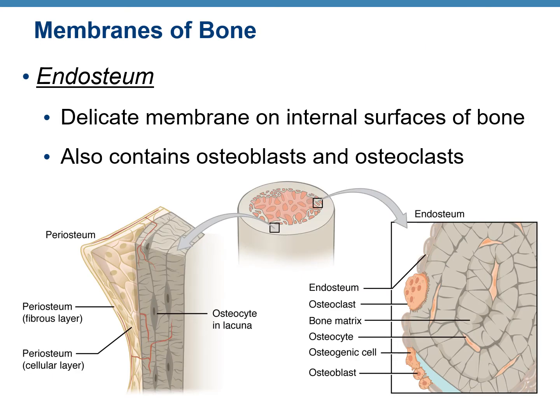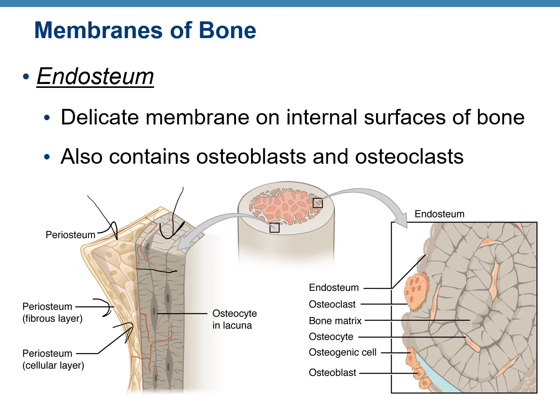And endosteum is delicate membrane on internal surface of bone, and it also contains osteoblasts, osteoclasts, and some stem cells, osteoprogenitor cells. So on this diagram, you can see the periosteum, compact bone, and fibrous layer of the periosteum that is outer, and cellular layer of periosteum that is inner layer. And in this inner layer, this is where you will find osteoblasts, osteoclasts, and osteoprogenitor or stem cells.